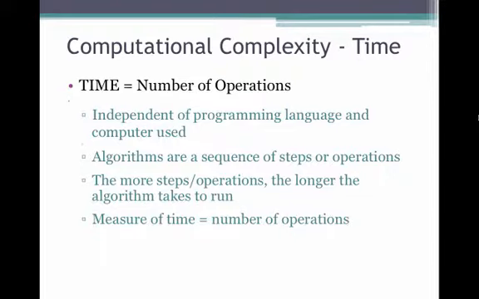So let's look at time complexity. In terms of algorithms, the time an algorithm takes is basically equal to the number of operations that are in the algorithm. And when we do time complexity, we want it to be independent of the programming language and the computer used. We can do this by remembering that algorithms are a sequence of steps or operations or commands. And the more steps or operations there are in an algorithm, the longer the algorithm takes to run. So our measure of time is actually a measure of the number of operations.